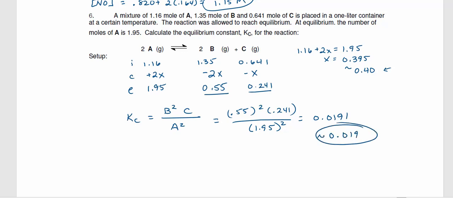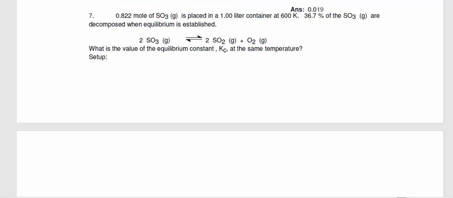Number 7, we have another one of those partially decomposed problems. When we have a partially decomposed problem, we're going to start with what we're given. We have our 0.822 moles, and it's partially decomposed at 36.7%. So I'm going to multiply 0.367 by my initial concentration, 0.822, and find out how much of this stuff has been reacted. I have 0.30, and then I end up rounding to 2. So that's how many moles of SO3 has been reacted.